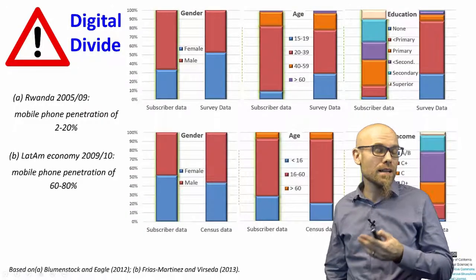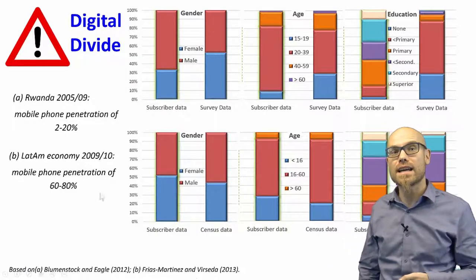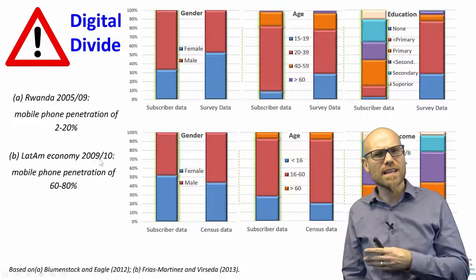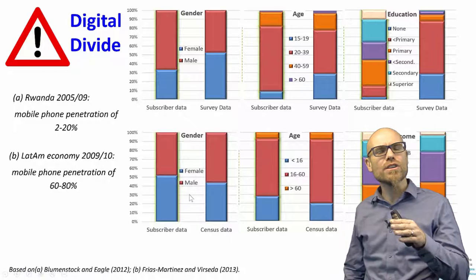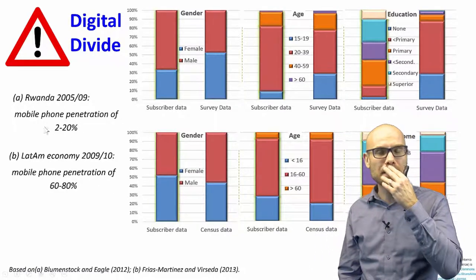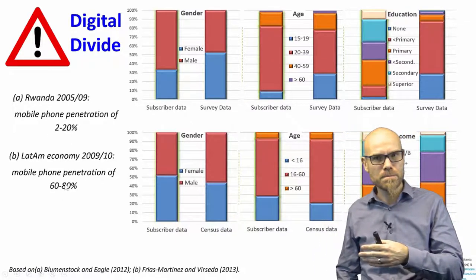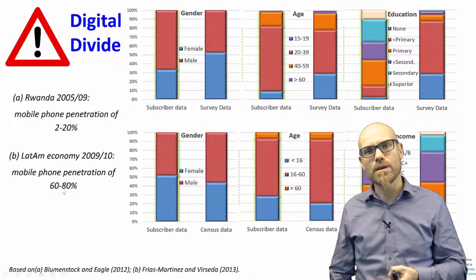A few years later, another researcher, Frias Martinez, did another study in Latin America. She did a study in a Latin American economy in 2009 with a mobile phone penetration much higher. So in Rwanda, the mobile phone penetration was below 20%, and here, the mobile phone penetration was between 16 and 80%. So up to 8 out of 10 people had a mobile phone.